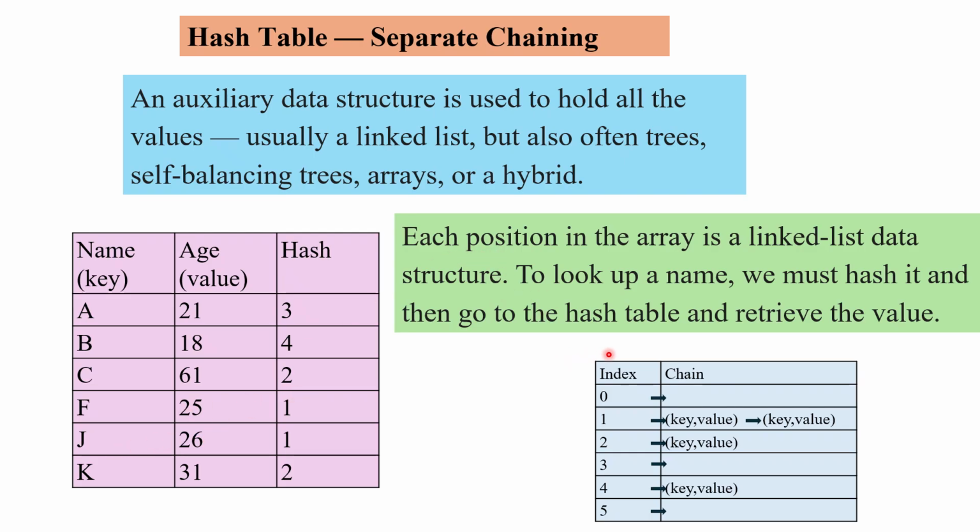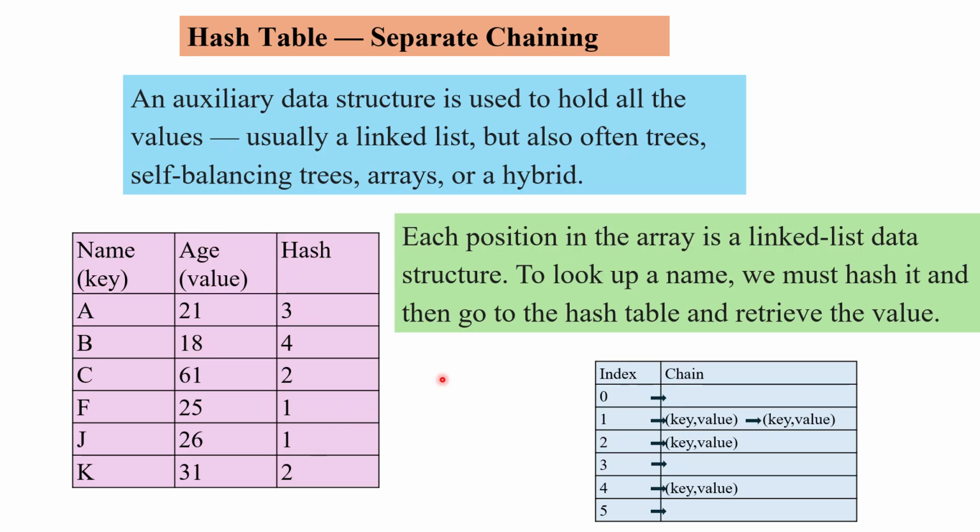So what is the structure of the table after chaining? It would be something like this. Each position in the array is a linked list data structure. Here we are having 6 locations, just as an example. There is no value stored here, so it is pointing to null, we could say. And 1 is pointing to 2 and so on. This is just a sample of how the data structure would look after using chaining.